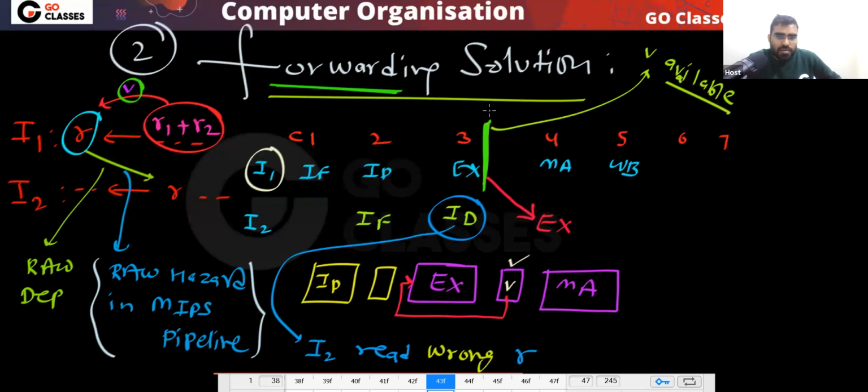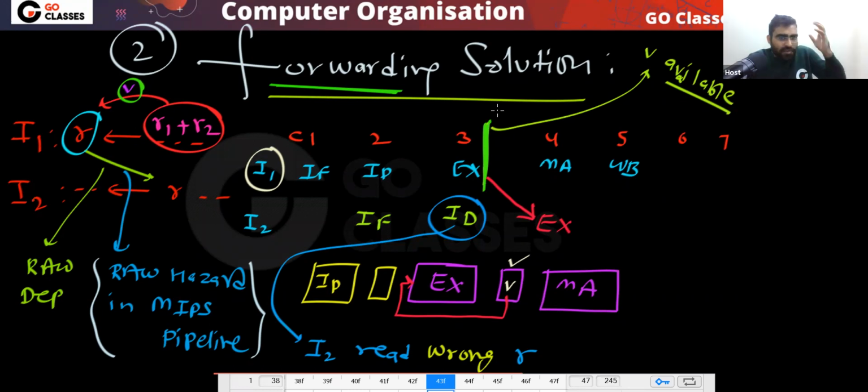Understood? Please tell me, did you understand this? What is happening here? Many students have a misconception about this forwarding solution. They don't really understand it; they just have some vague idea: okay, forwarding will happen. But how will it happen? Ultimately, everything should happen on the hardware. Yes or no? Whatever you do, everything must happen on the hardware.